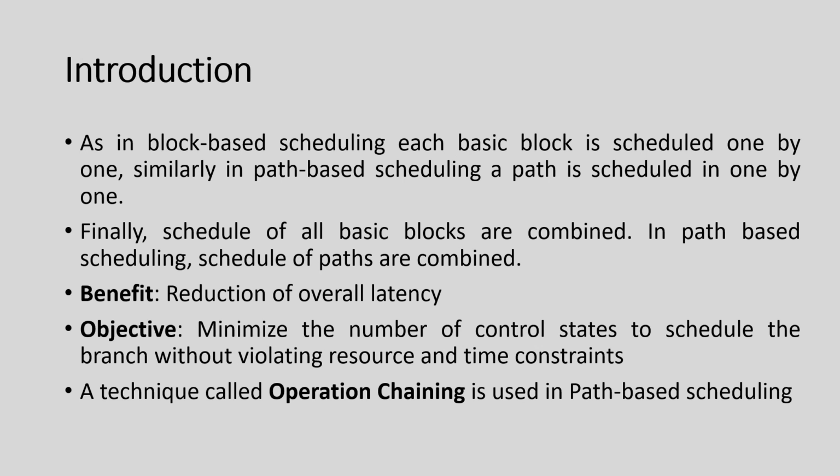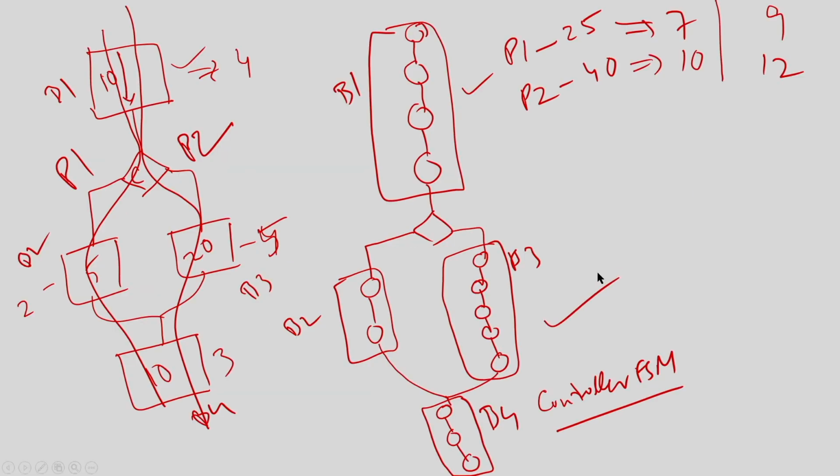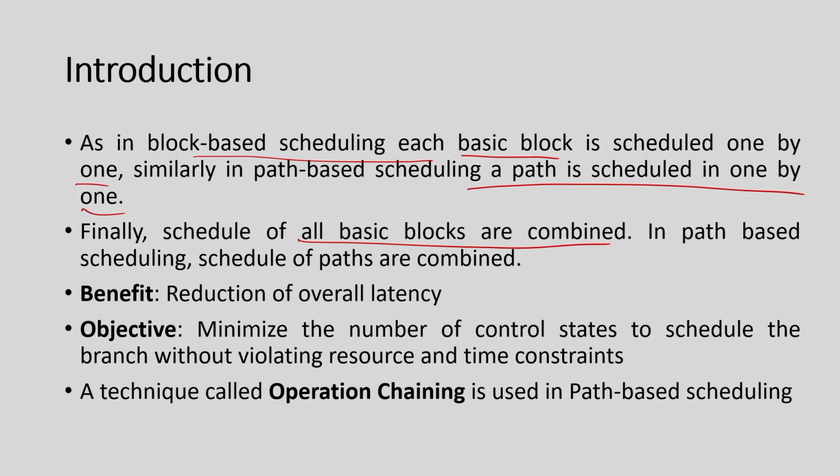Okay. So, as I mentioned, basic block based scheduling schedules each basic block one by one, right. In path based scheduling, we schedule the paths one by one. Okay. So, I will identify the paths and schedule them one by one, right. And in basic block based scheduling, what have we done? We combine the schedules of all basic blocks together, right. Combining basically means creating the FSM that I have already explained. So, similarly, in path based scheduling, I have to combine the schedules of two paths, right.